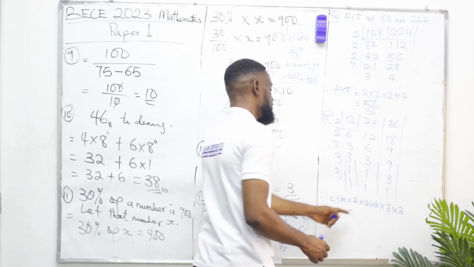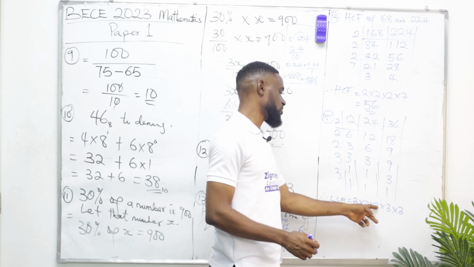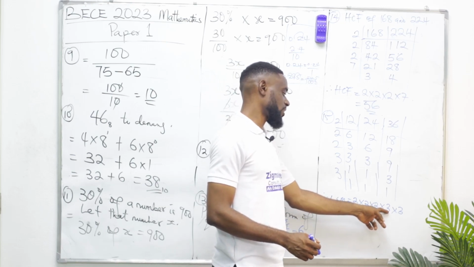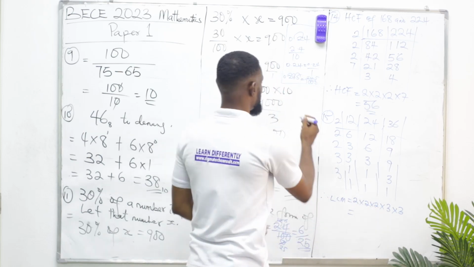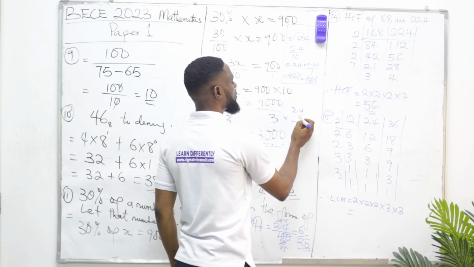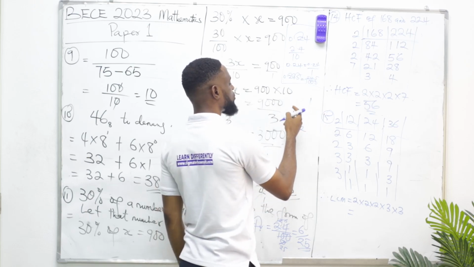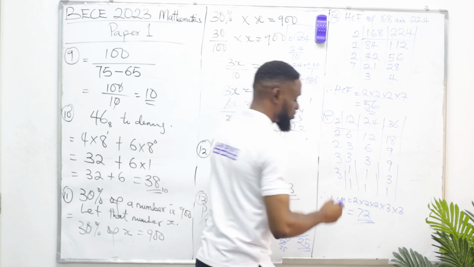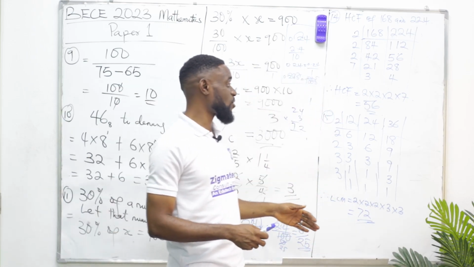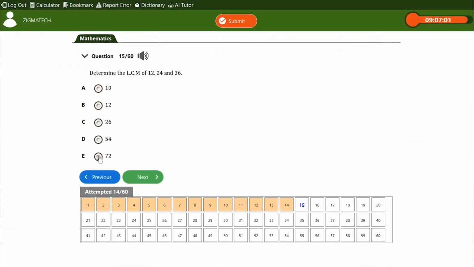All right? So 2 times 2 is 4. 4 times 2 is 8. 8 times 3 is 24. Then 24 times 3. 3 times 4 is 12. Take 1. 3 times 2, 6 plus 1, 72. So this is 72. That is the LCM of 12, 24, and 36. Okay, so our correct option there is option E. Let's move to the next.